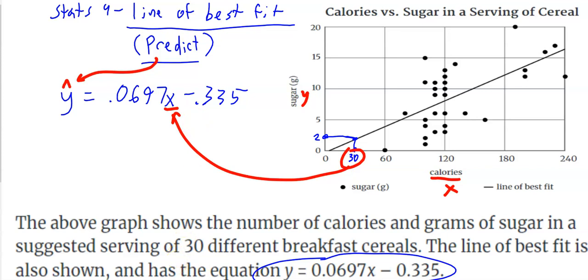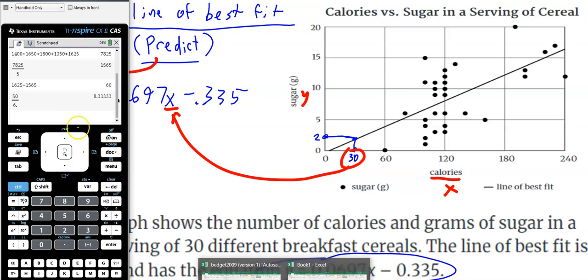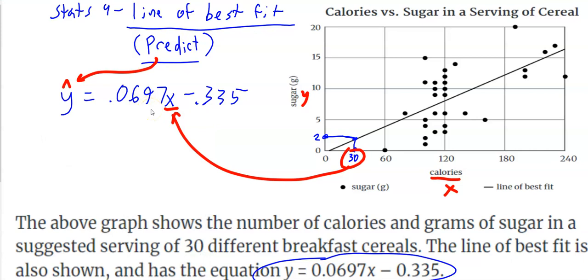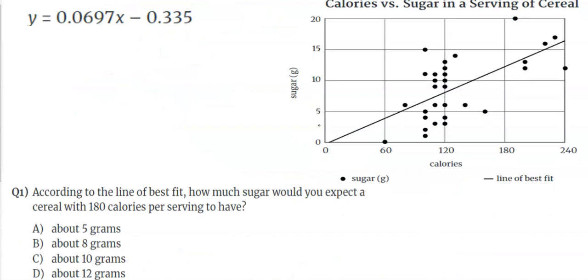I guessed it was about 2, but you could actually have just typed in the equation. So it'd be 0.0697 times 30 minus 0.335, which is 1.76. So I guessed it around 2. It's really a better choice to say 1.7. And so that's what the line of prediction is used for, the line of best fit.